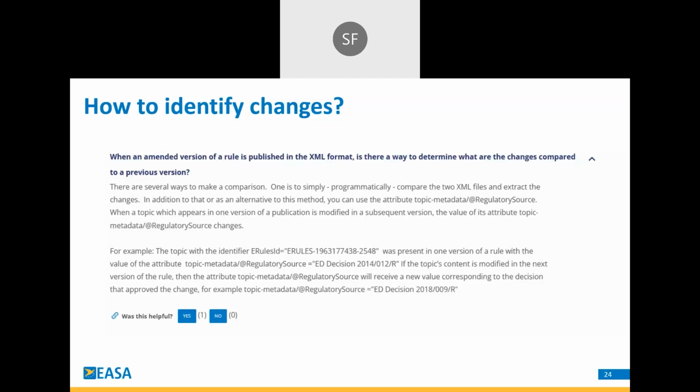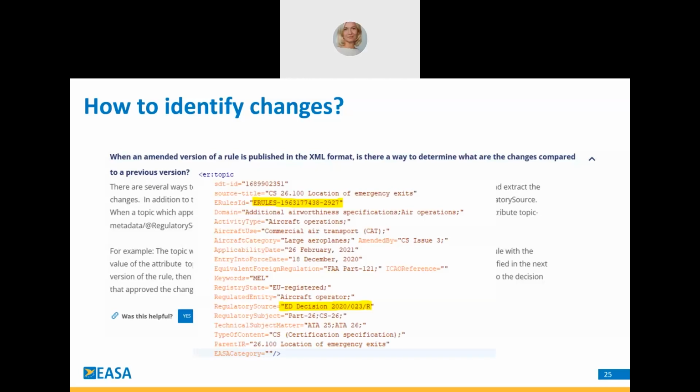And I'm trying to illustrate that further in the next slide, please, Anna, where you can actually see the fields that we are talking about here, the eRules ID field and the regulatory source field. So whenever you have an item that has the same eRules ID as previously, but a different regulatory source ID, then you know for sure with certainty that you have a changed topic, and then you can start your process or your analysis on where this impacts your materials if needed.